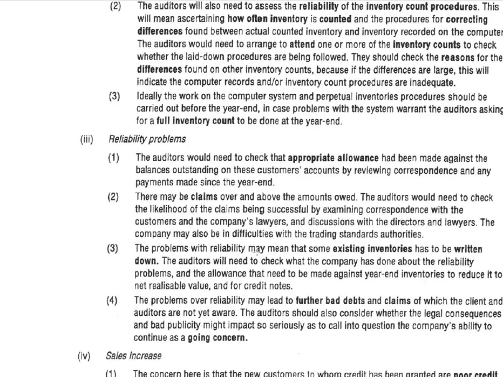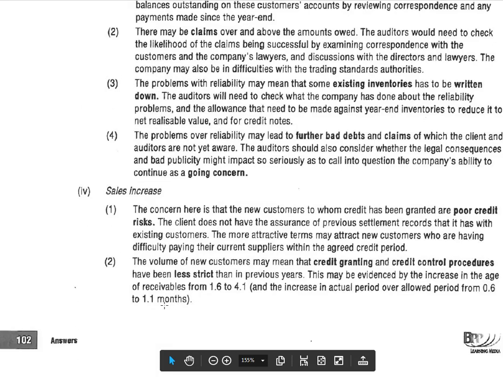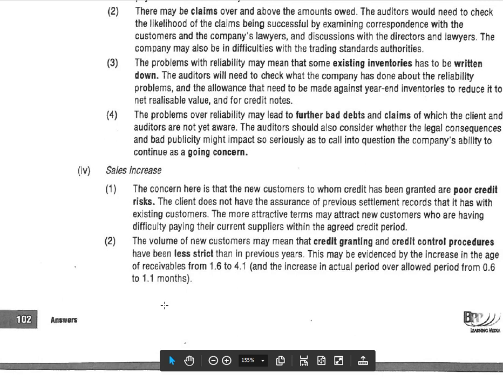Quite long. It's not really discussing it in terms of risks. It's saying what areas are looking at. Further bad debts and claims. So it is talking about risk, but it's not really highlighting it as much as maybe it could have. And that's what I wanted you to concentrate on first in relation to this.